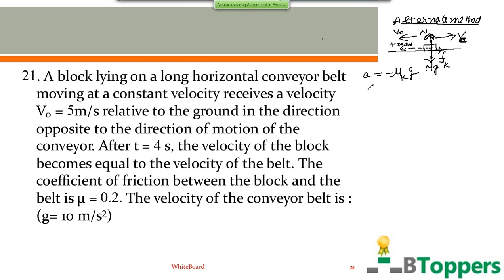So the initial velocity of the block with respect to the stationary observer on the ground, or laboratory frame, is equal to v naught, which is directed along the positive x-axis, so v naught into i cap. The final velocity of the block becomes equal to the velocity of the conveyor belt.